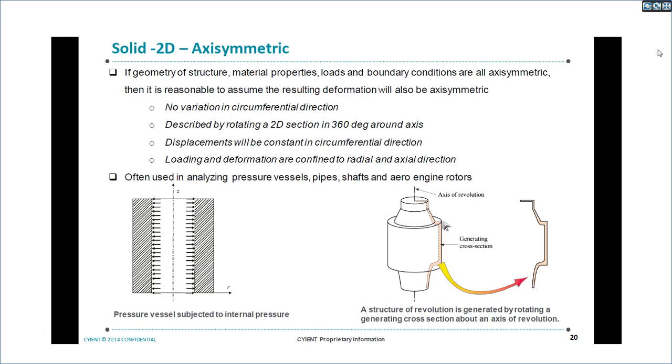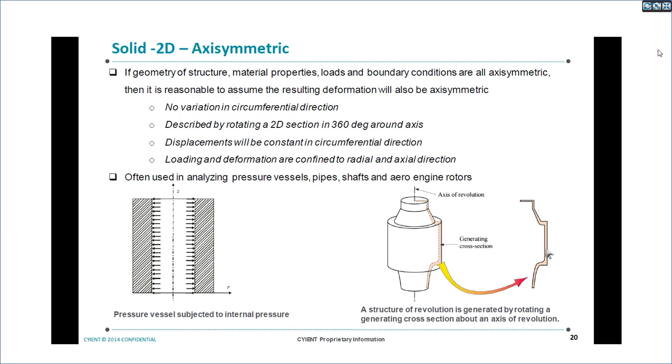And coming to axisymmetry, generally when the geometry of the structure, material properties, loads, and boundary conditions are all axisymmetric, then we can do an axisymmetric problem. One of the important things is no geometry variation throughout the 360 degrees. This should be constant throughout the 360 degrees, and it is described by a rotation of a 2D cross section through 360 degrees.